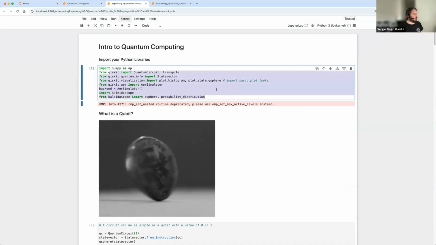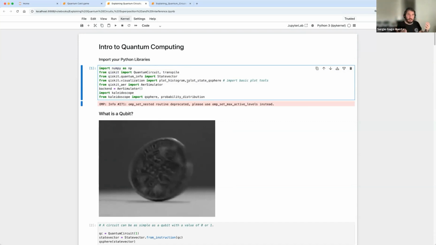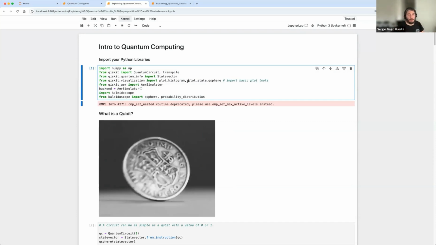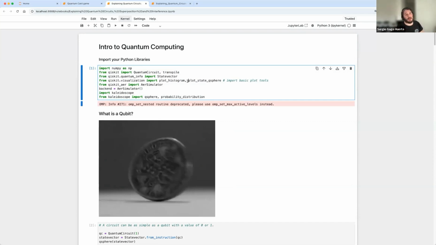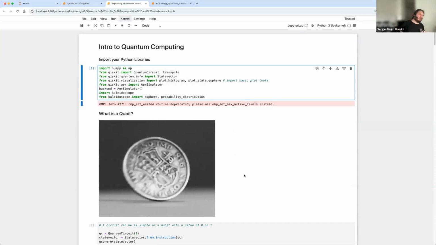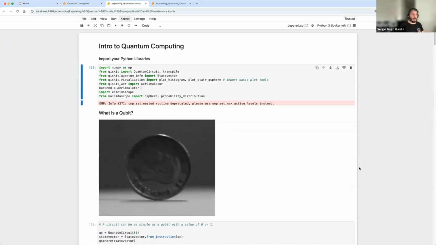So again, I'm importing a few libraries, Qiskit as the library that I mentioned before, but then NumPy and some others, maybe Matplotlib and Plotly and so on, libraries that are probably well known, the usual suspects in data science. And one way of thinking about a qubit, and mind that this is not an accurate representation, is a spinning coin.